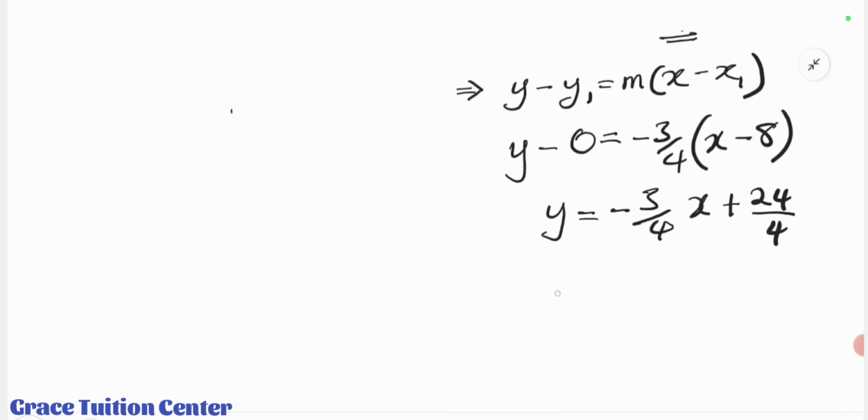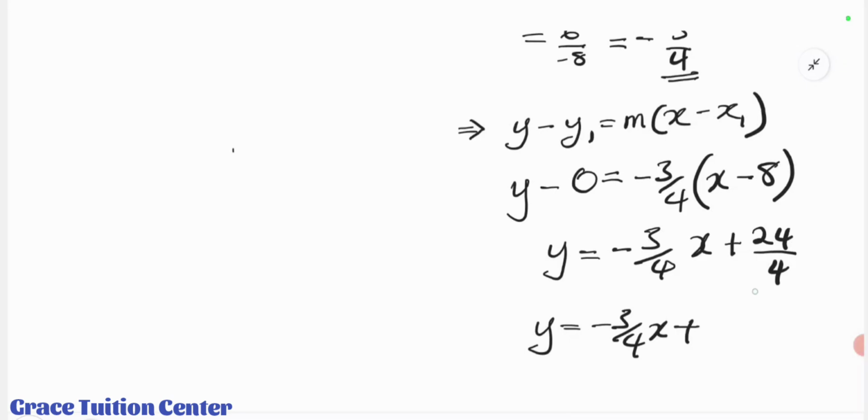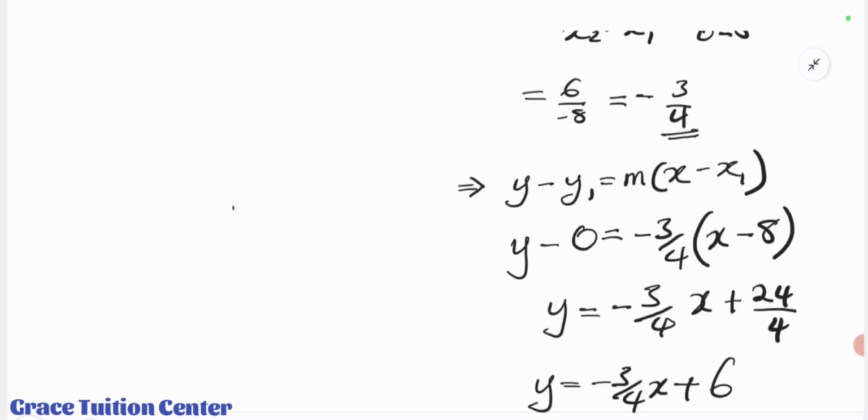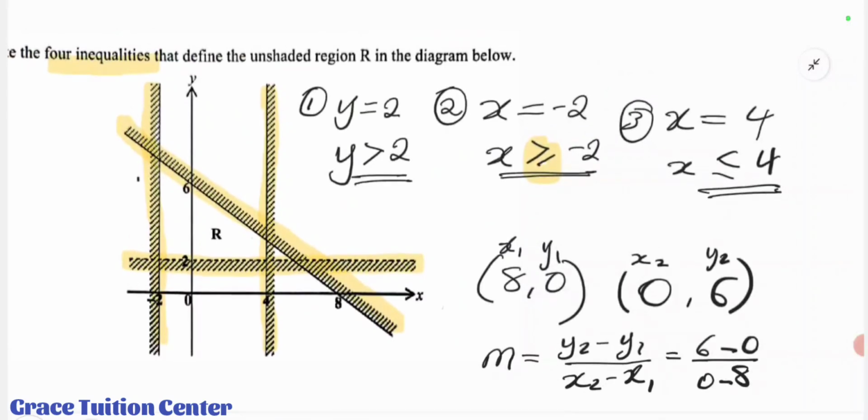So if we simplify our equation, you're going to have y equals negative 3 over 4x plus, how many times does 4 go into 24? 4 into 24 goes how many times? 6 times. Okay? So that is the equation of the line. But the question here is not asking us to find the equation. It's asking us to find the inequality. You see that?